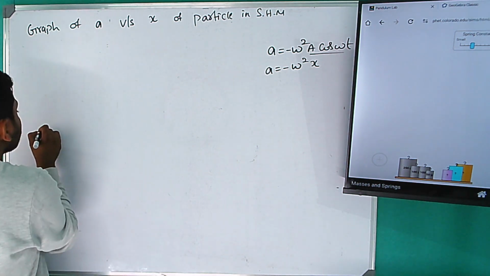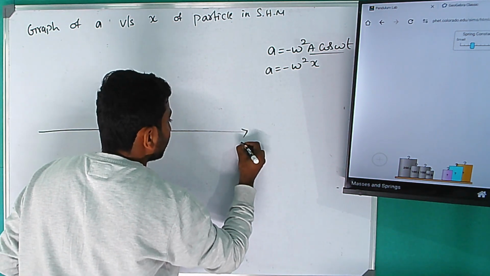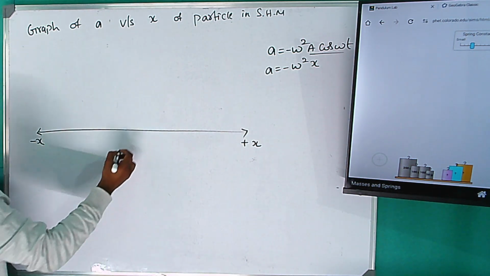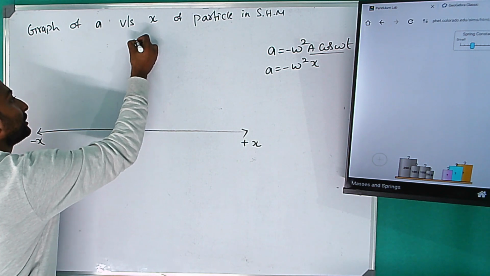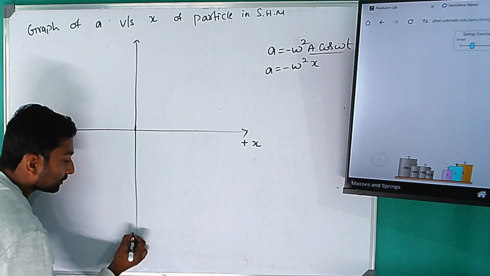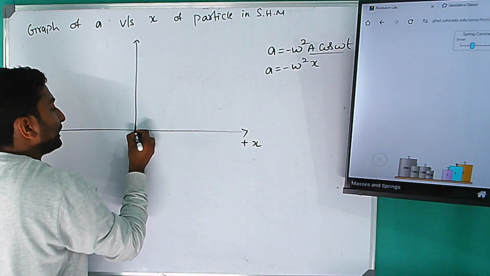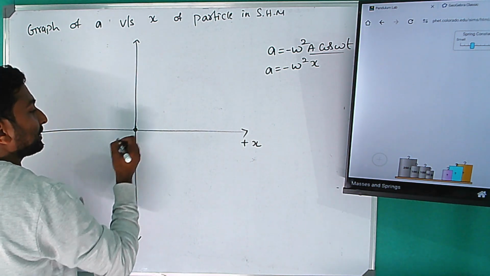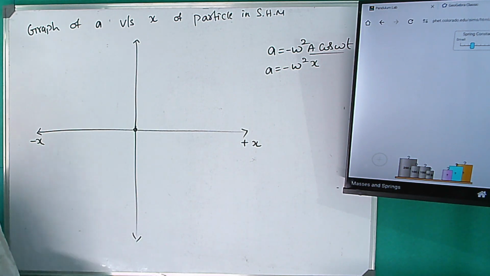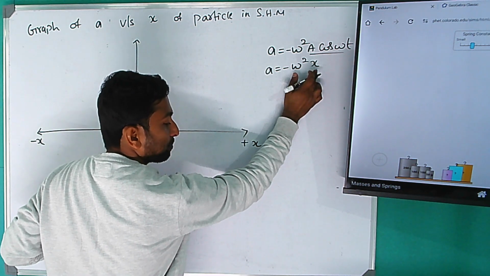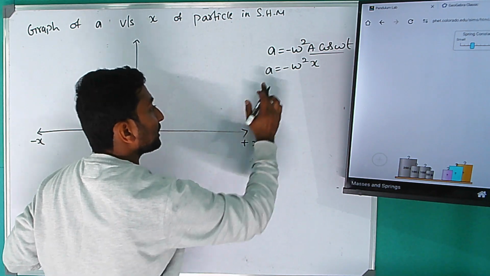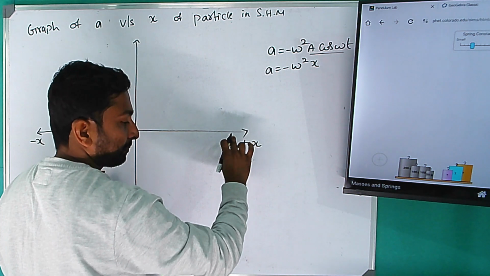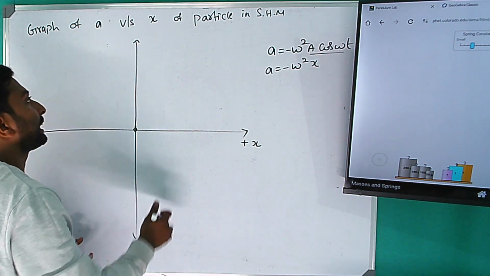In the x-axis I am taking the displacement, and in the y-axis I am taking acceleration. When the displacement of the particle is 0, acceleration is 0. If the displacement of the particle is positive, the acceleration of the particle is negative, in the negative direction.